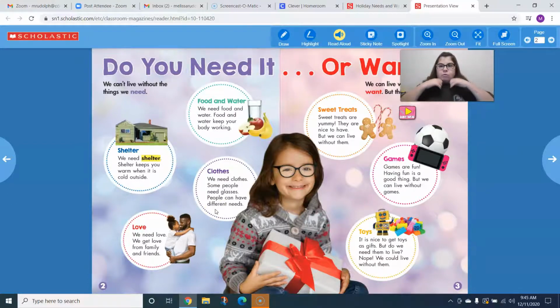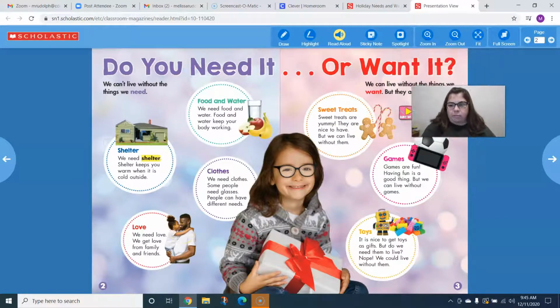So we need clothes to keep us warm and also to be able to go out in public. Some people need things like glasses or hearing aids to help them function in everyday life. We need love. We need love from family and friends, and that's where we get our love. Very good.